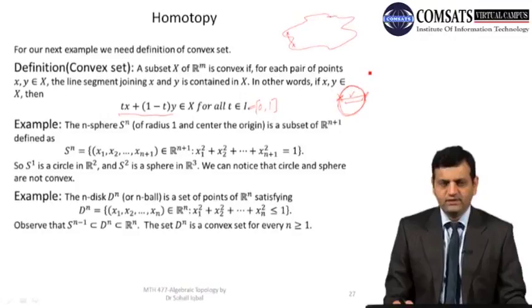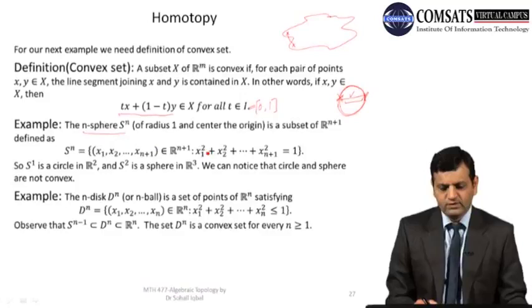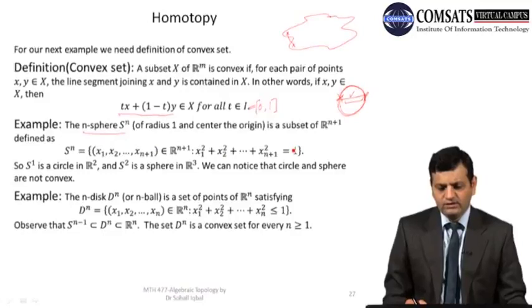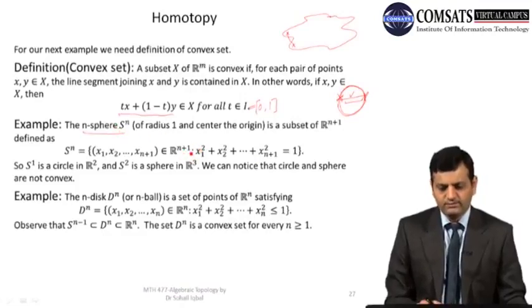Similarly, we can see that a sphere is not convex, and we can go to higher dimensional spheres, or n-spheres. So what is an n-sphere? An n-sphere is the collection of all points in R^(n+1) such that x1 squared plus x2 squared plus up to x(n+1) squared is equal to 1. When n is equal to 1, it is a circle in R2, and if n is equal to 2, it is a sphere in R3, and so on. So this is an n-sphere which lives in R^(n+1).